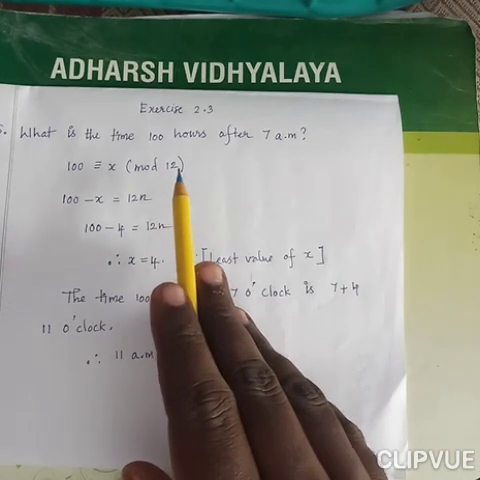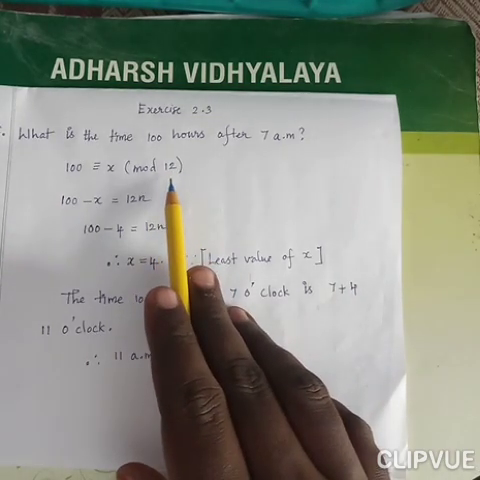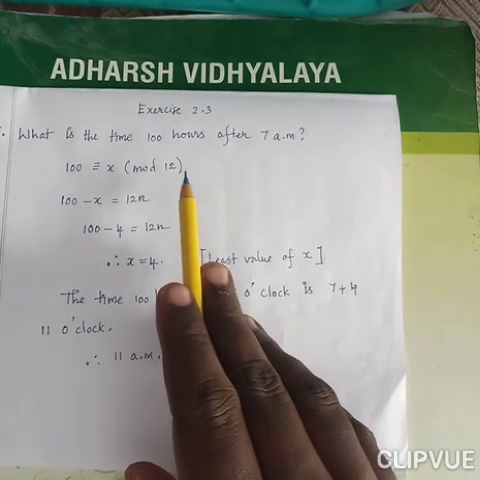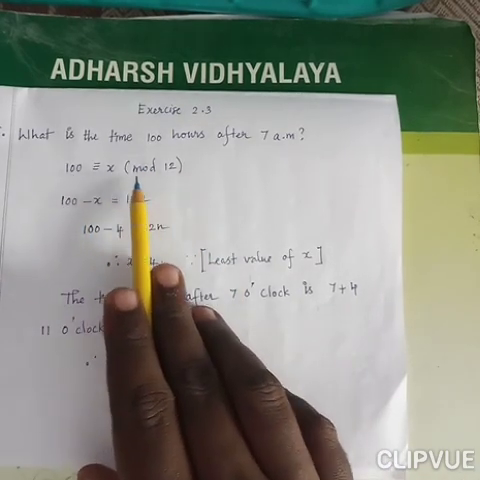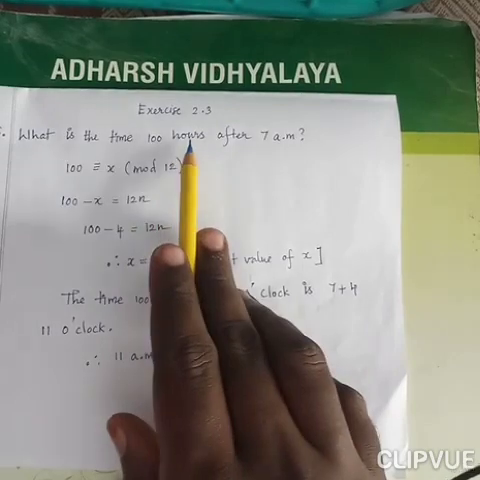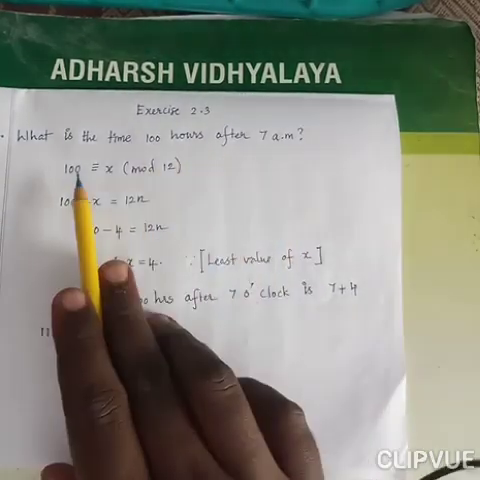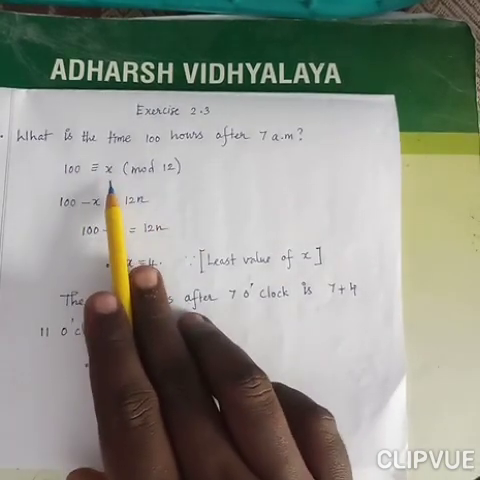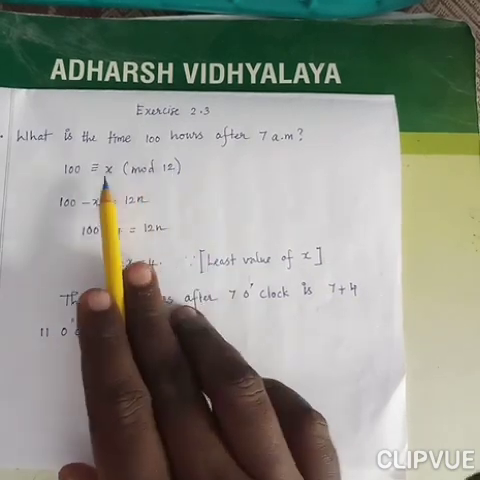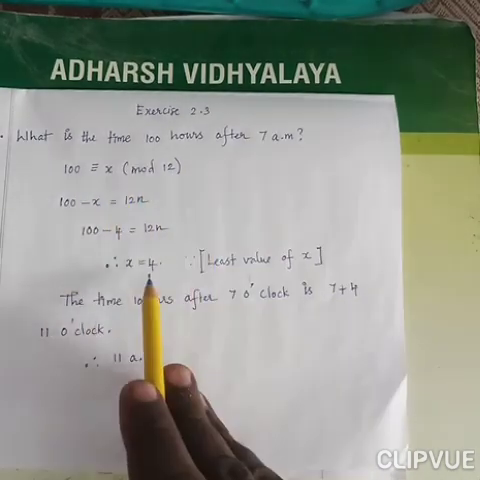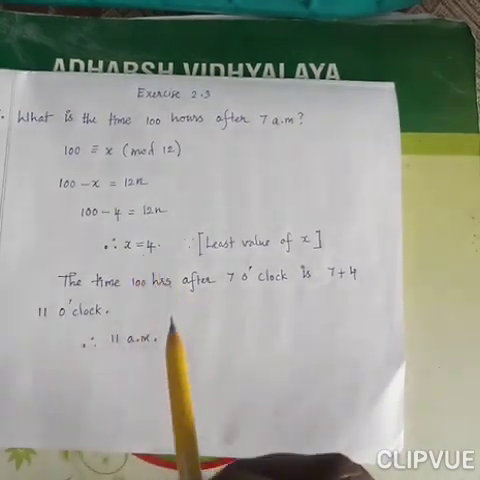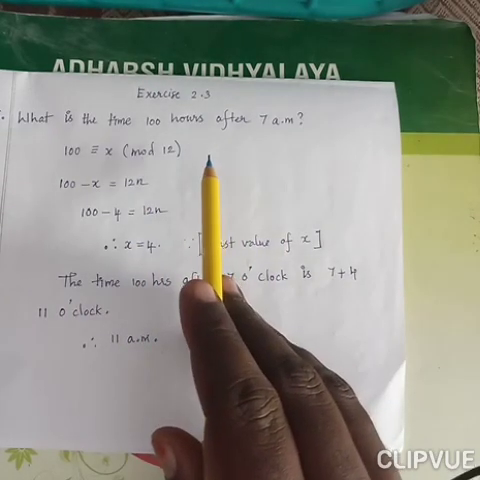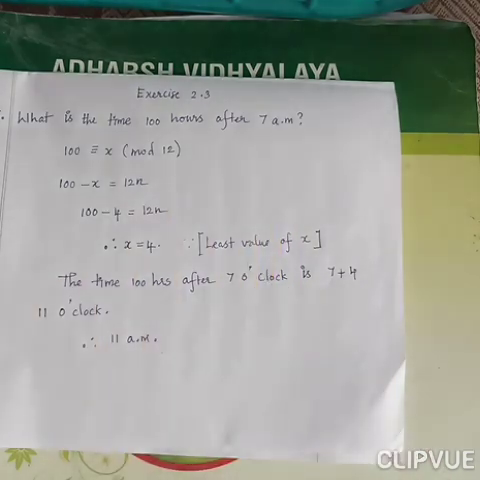And you know one thing, why should we take mod 12? Because a clock shows 12 hours. That's why we have taken mod 12. In a day there are 24 hours, you know very well, but here the clock shows only 12 hours. Then 100 congruent to x mod 12 means 100 hours after 7 a.m., which is the question. This x is the remainder. When 100 is divided by 12, it leaves a remainder x. That x value is 4. So, if you add 4 to the number 7, we get the time 100 hours after 7 a.m.